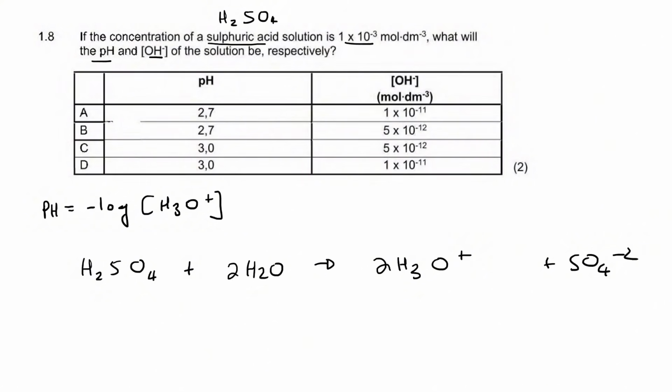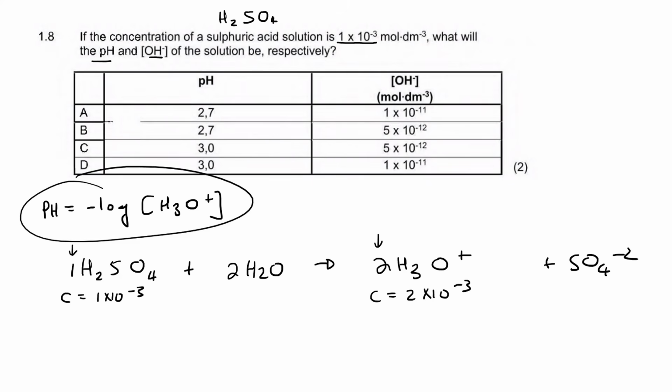Okay, now you would notice that everything is perfectly balanced because now we've got 6 hydrogens on the left and 6 hydrogens on the right. Okay, so the point is, if we know the concentration of the sulfuric acid, then we can use those ratios to work out the concentration of that. We can see that the mole ratio is 1 to 2, so that means that this one's concentration will be double, so it'll be 2 times 10 to the negative 3.